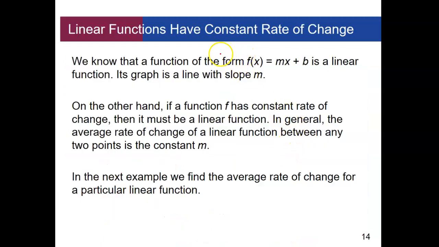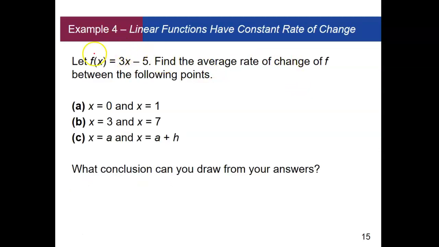Okay, last thing today I want to talk about is linear functions and how they have a constant rate of change. If we have this form of a line, which is y equals mx plus b, one thing about a line is that the slope is constant over the entire domain of that function. So that means its average rate of change is constant over any interval as well. So to show you that, I want us to look at this equation here. I want us to find the average rate of change between 0 and 1, between 3 and 7, and then between a and a plus h.